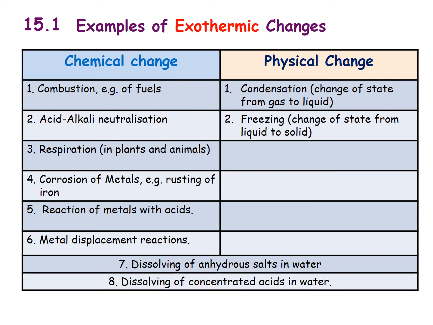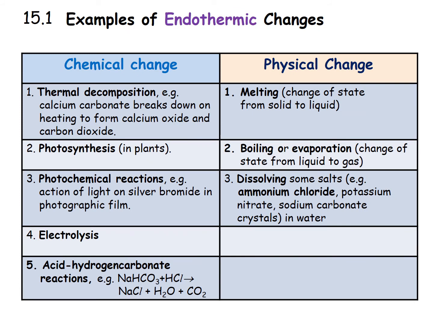Now, respiration is a reaction which takes place in plant and animal cells. During respiration, glucose is oxidized to release energy, and this energy keeps the body warm. The energy released can be used for movement, for repair of tissues, and so on. Here are some examples of endothermic reactions.